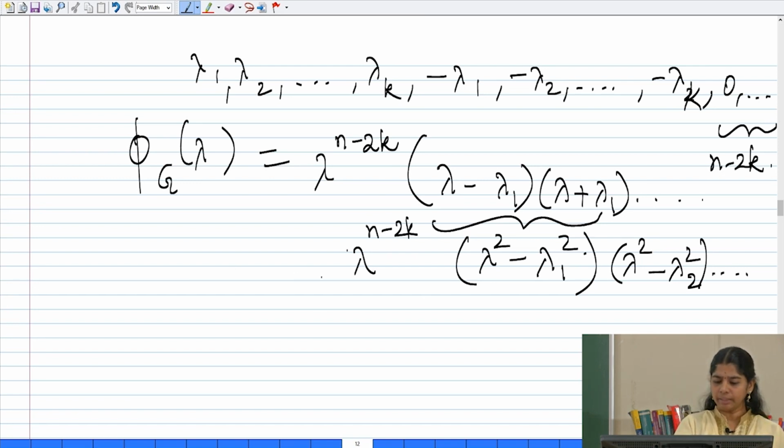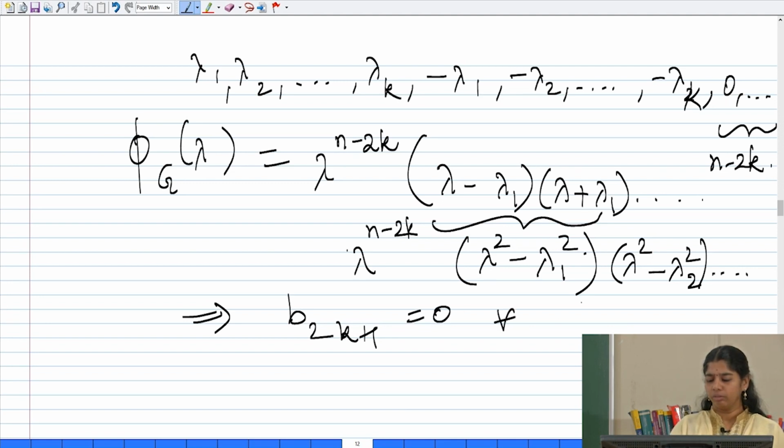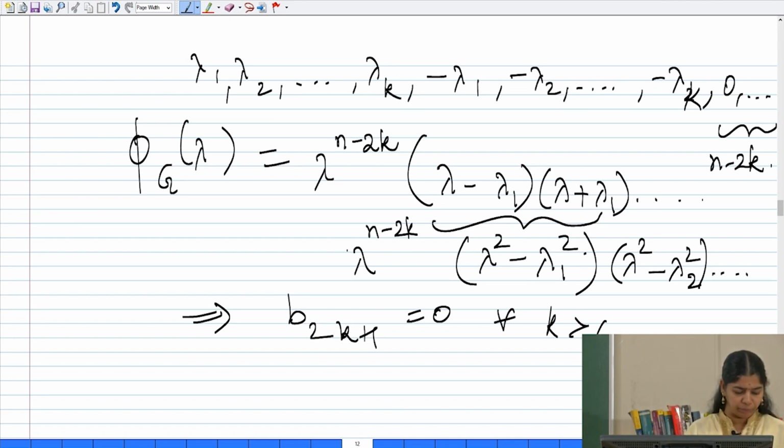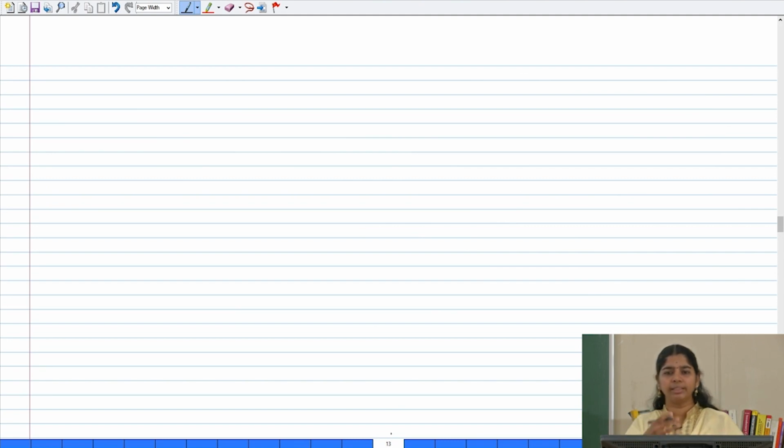So, this implies that b_(2k+1) is equal to 0 for every k possible, for every k greater than 1. Okay. So, now this completes the proof of the equivalence. Now we will continue with what we wanted to do next.